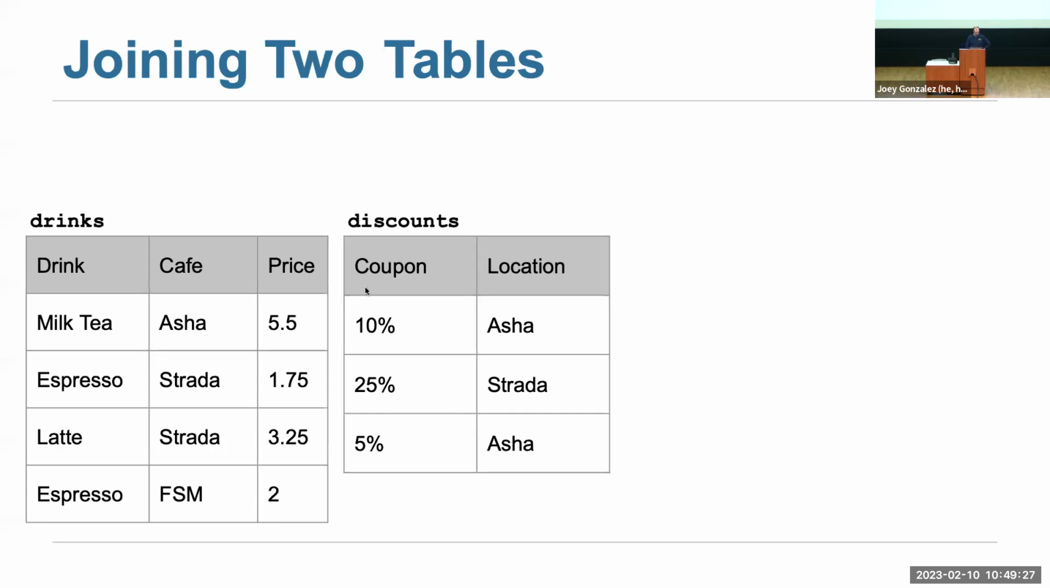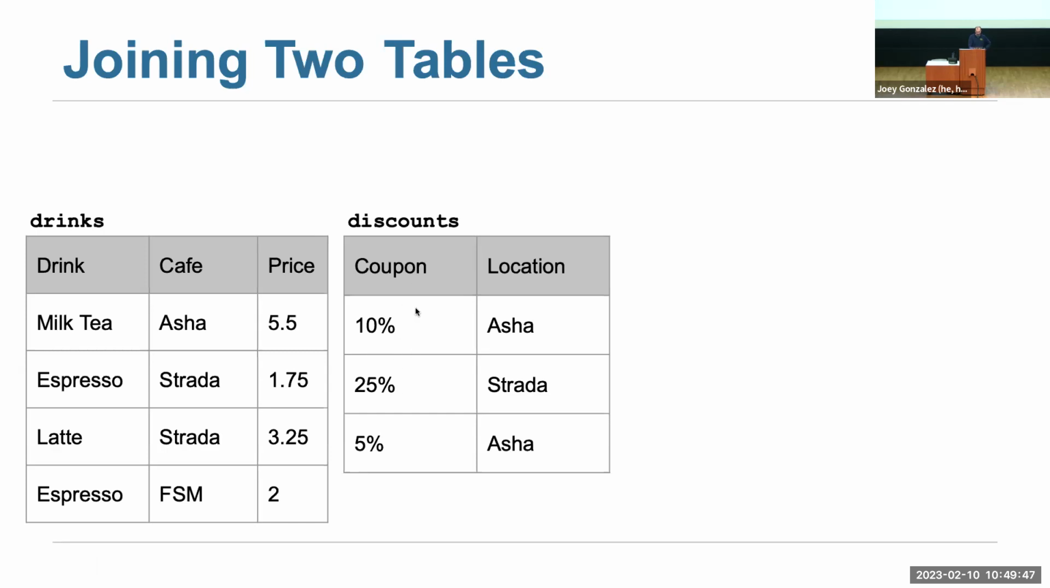Okay, so join is basically I have two tables and I want to bring them together around something. So far, you've been doing things where I take a column from one table and I just stick it on the other table. But in this example, I have the drinks, from my local cafes, and I have discounts.